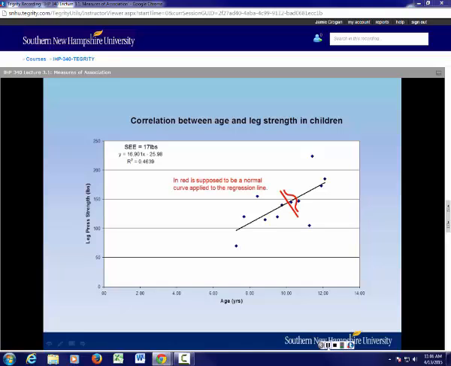And so there's variability around the regression line. The further away the points are scattered, the higher the standard error of estimate, the worse the prediction. The more clustered the points are along the line, you'll get a smaller standard error of estimate, and then you'll have a more accurate prediction of y.